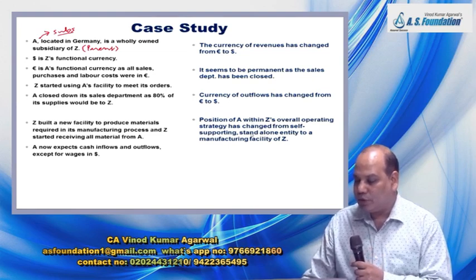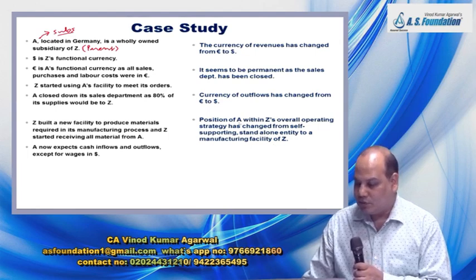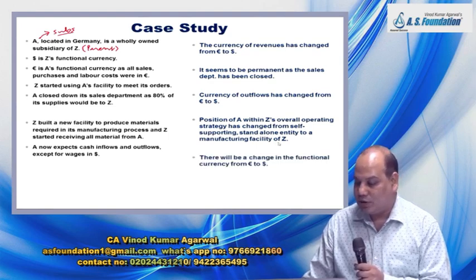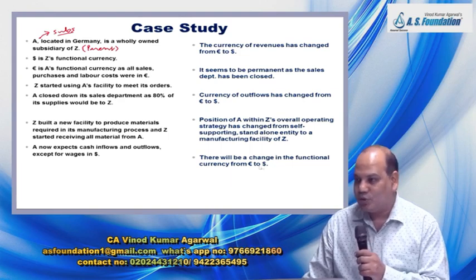Position of A within Z's overall operating strategy has changed from a self-supporting standalone entity to a manufacturing facility of Z. Earlier, A had a lot of autonomy. It was selling, buying, incurring cost in its own currency. It was a self-sufficient unit. Now it is to a large extent just an extended arm of Z. It is just carrying out manufacturing activity on behalf of Z. So the status of the subsidiary A has changed from a self-sufficient entity to an extended arm of Z. Therefore, it will be more appropriate to change the functional currency from euro to dollar.